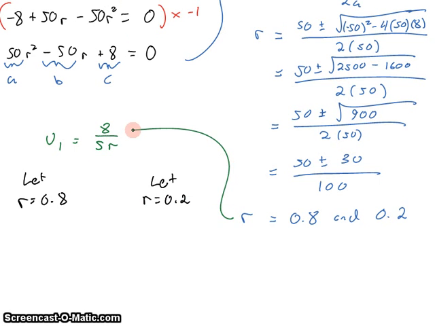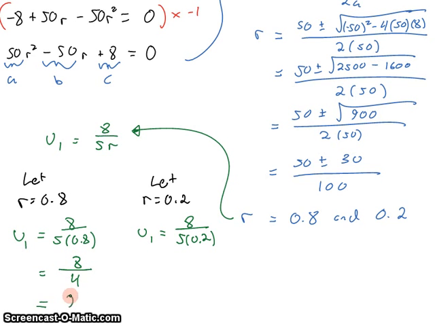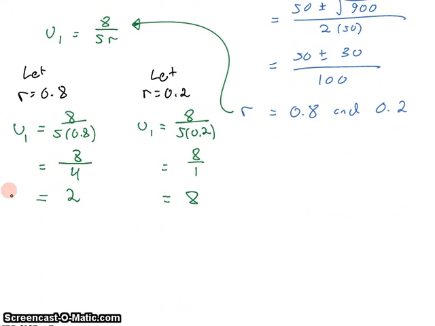So we're going to take our result, bring it over here now. u1 is then 8 on 5 times 0.8, or it could be 8 on 5 times 0.2. That's 8 on 4, that's 2. That's 8 on 1, that's 8. So this is now our pairs of solutions. u1 is 2 when r is 0.8, or u1 is 8 when r is 0.2.